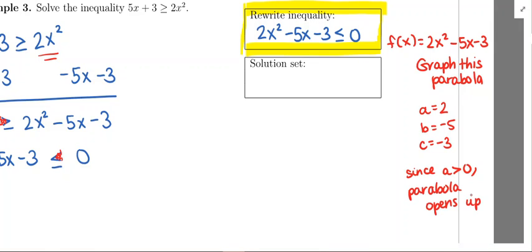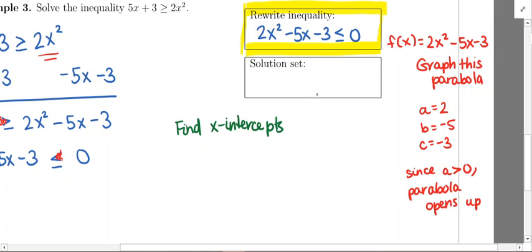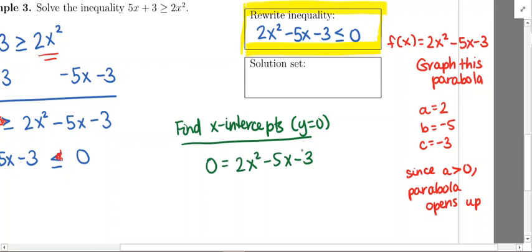Now we need to find the x-intercepts. I'll put that in a different color here. We're going to go to our function, the red function, and we're going to set y equal to 0. That's how you find x-intercepts. We know y is the same thing as f of x, so we're going to get 0 is equal to 2x squared minus 5x minus 3.